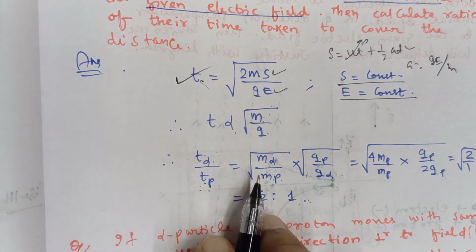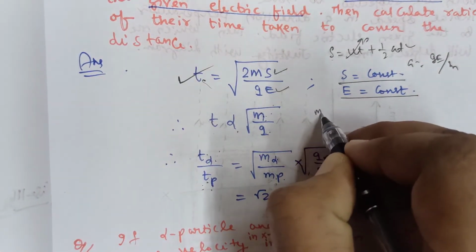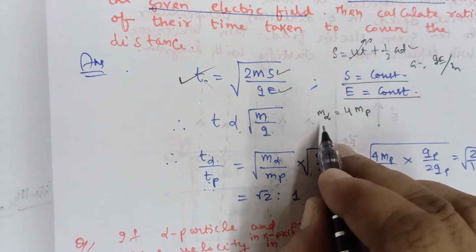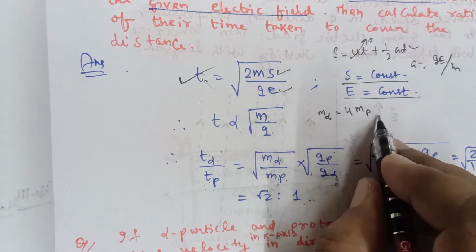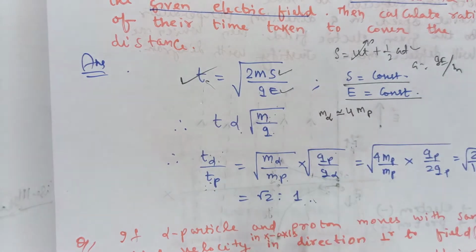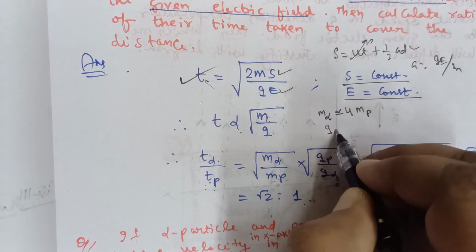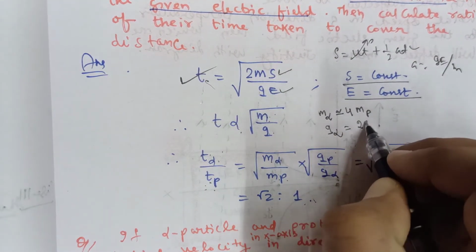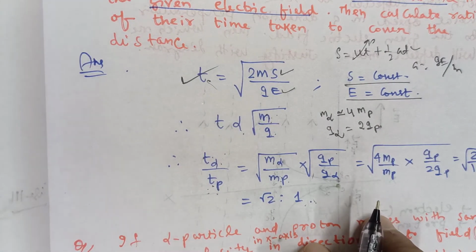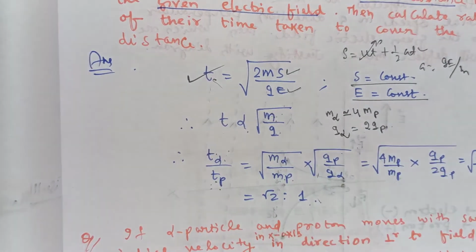Again I am writing: the mass of the alpha particle is 4 times the mass of the proton, because the alpha particle contains 2 protons and 2 neutrons. The neutron mass is the same as the proton mass. So we can say the mass of the alpha particle is nearly equivalent to 4 times the mass of the proton, and the charge of the alpha particle is 2 times the charge of the proton, because there are 2 protons. As the neutron has no charge, the charge of the alpha particle is 2 times the charge of the proton.